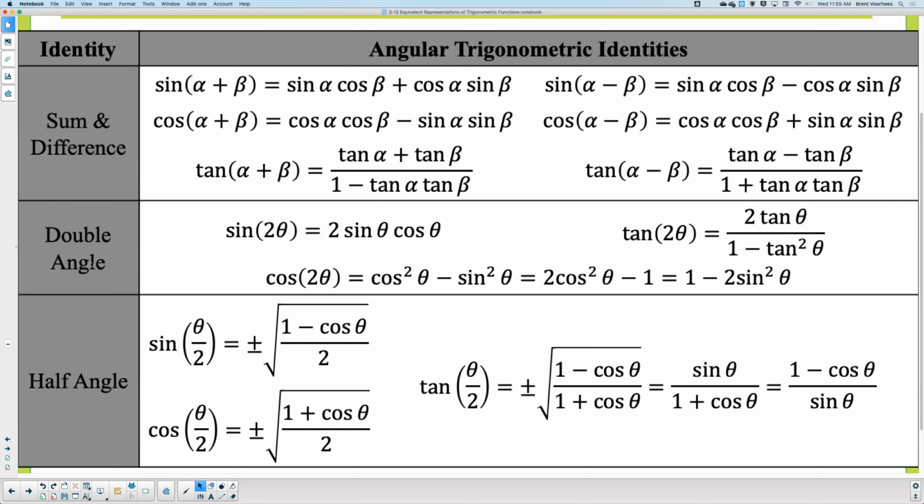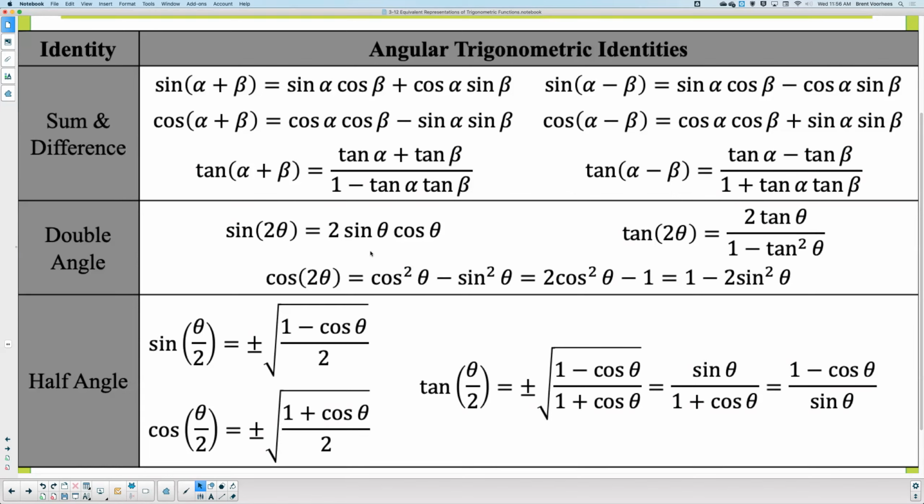Double angle, half angle, you don't have to have these memorized. Half angle isn't on the AP exam. Double angle is. However, double angle you can find just by using the sum and difference. If you memorize this one, you can do A plus A instead of A plus B, and you'll end up finding this equation.